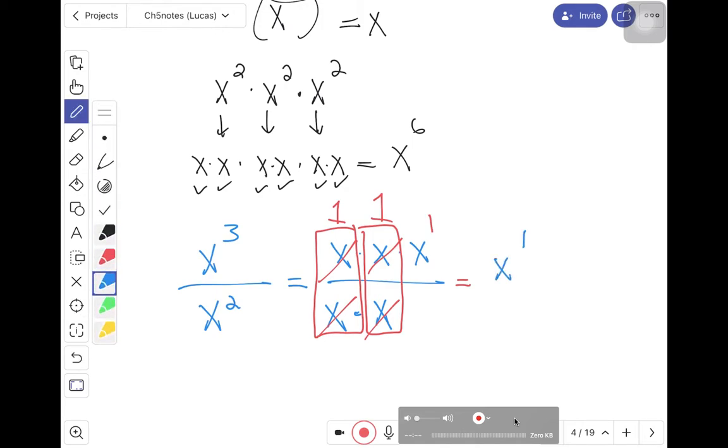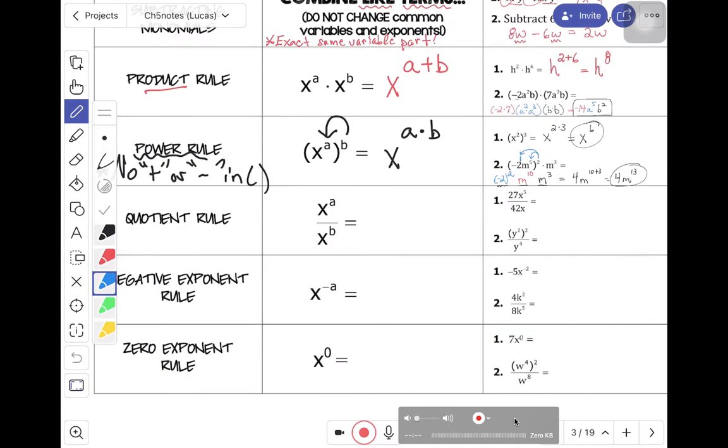So what did I actually do here? I subtracted. 3 minus 2 gives me 1. So that's the shortcut we have for a quotient of like bases. So officially, this gives us a shortcut. If I have like bases in a quotient or in a fraction with one another, I am allowed to subtract the exponents. So there'd be x to the a minus b power.